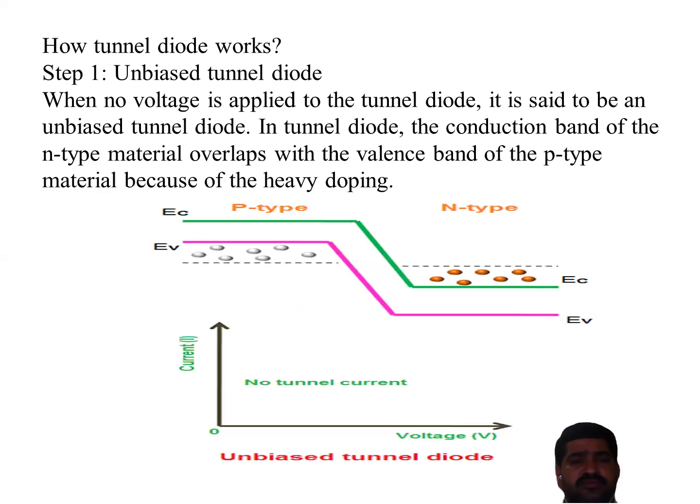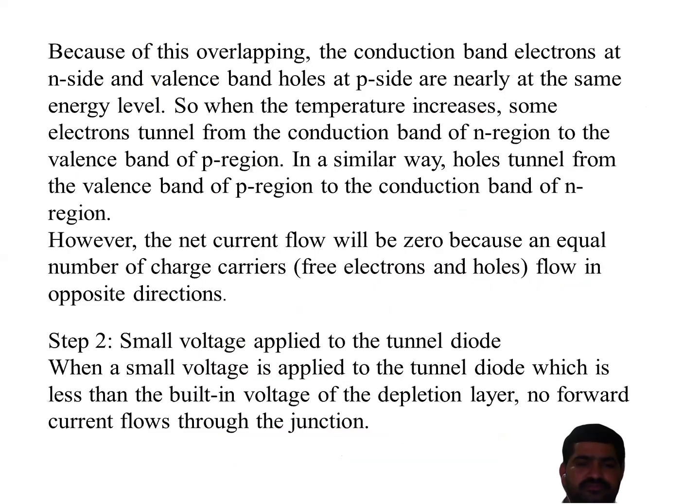When no voltage is applied to the tunnel diode, it is said to be an unbiased tunnel diode. In a tunnel diode, the conduction band of the n-type material overlaps with the valence band of the p-type material because of heavy doping. Because of this overlapping, the conduction band electrons at the n side and valence band holes at the p side are at nearly the same energy levels. When the temperature increases, some electrons tunnel from the conduction band of the n region to the valence band of the p region. In a similar way, holes tunnel from the valence band of the p region to the conduction band of the n region.